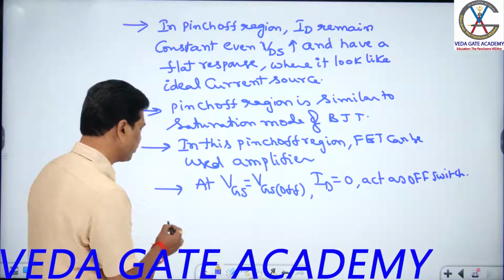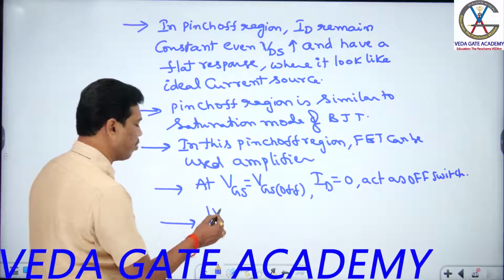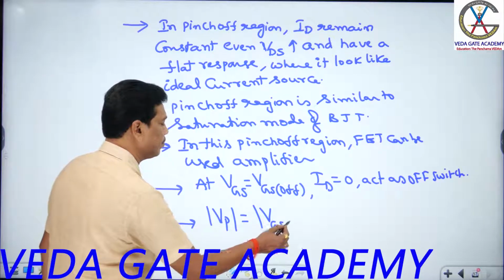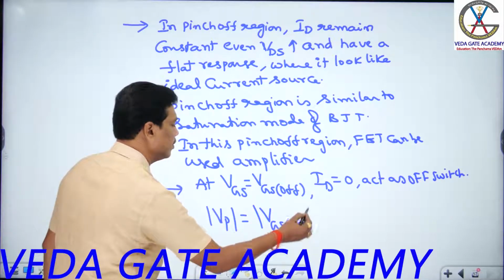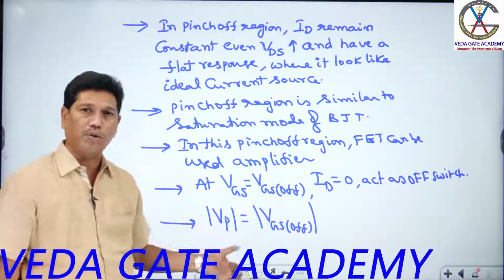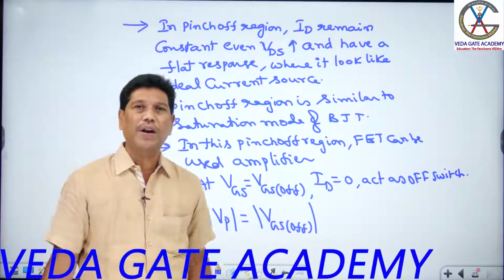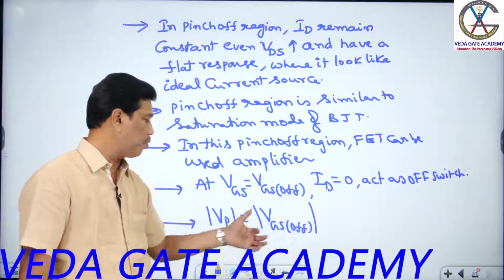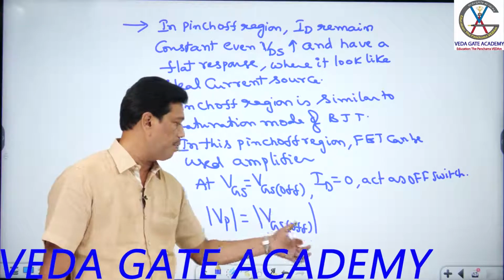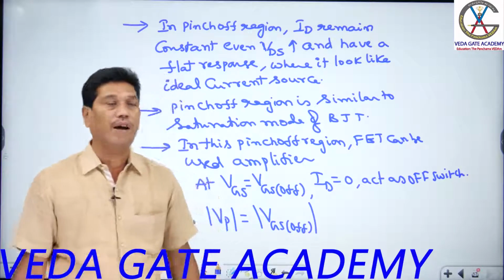See this one now. The pinch off drain voltage and cutoff gate voltage are the same in terms of magnitude. Because pinch off drain voltage is positive, cutoff gate voltage is negative there. So if I compare the magnitudes, both are the same. So modulus of VP equal to modulus of VGS off, I told you.